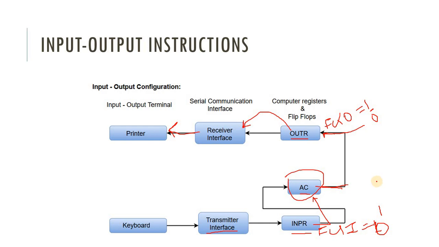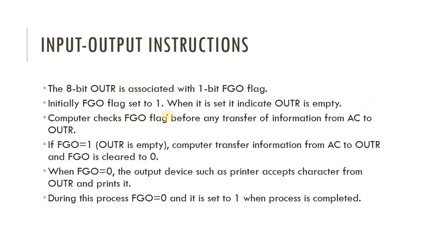In the input register, when FGI is equal to 1, it means it contains characters, while in the output register, when FGO is equal to 1, it means it does not contain any character. So it is totally the reverse of the FGI flag. Initially FGO is set to 1. When it is set, it indicates the output register is empty.